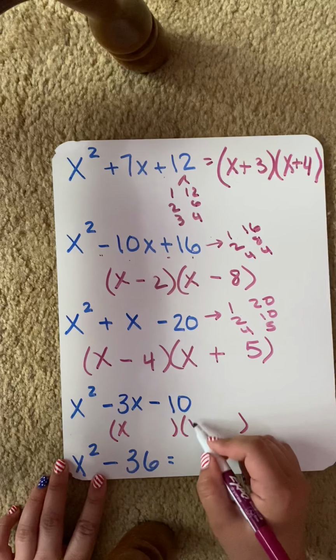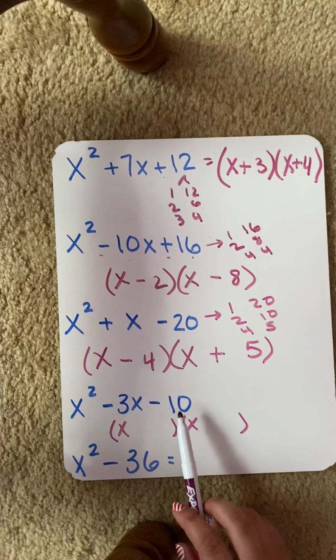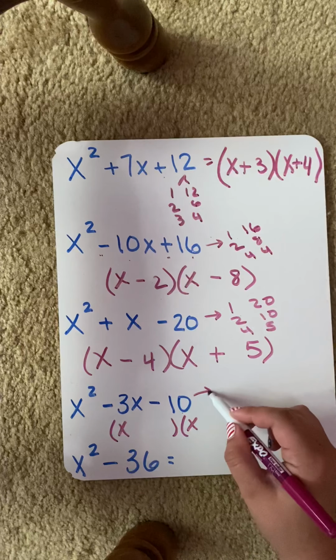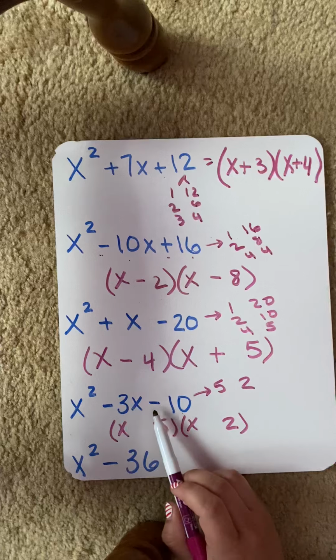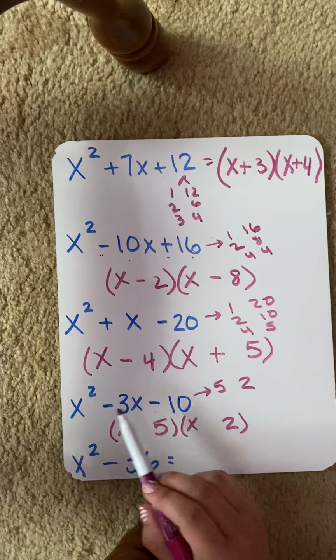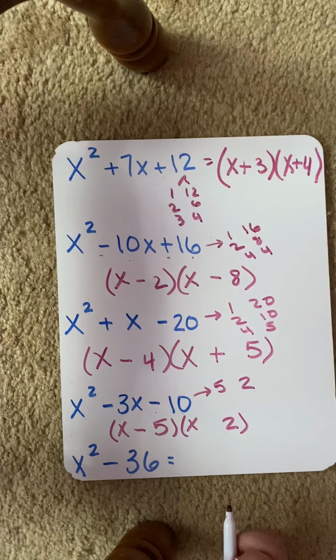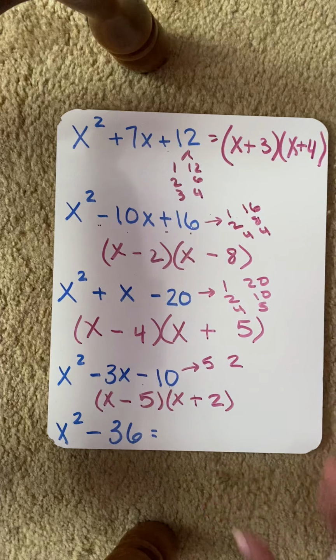Here we have x squared minus 3x minus 10. Working backwards, we want to see what multiplies to 10 and subtracts to 3. It's 5 and 2. And when your last sign is negative, it means they're opposite signs. Your bigger number gets the first sign, so the 5, it's bigger, it gets that minus sign. So we get x minus 5 and x plus 2.